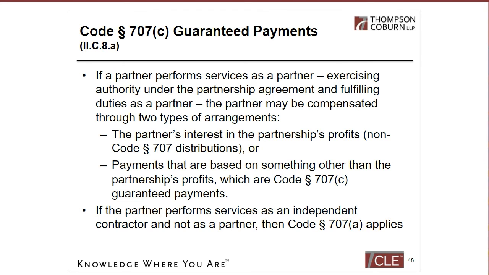What if the partner performs services? If you perform services as a partner, there are three different ways you can be compensated. One of them is through your interest in profits. You're not getting a flat amount. You're not even getting a percentage of rent or gross rent or whatever. You just get your profits interest. That's one way to compensate somebody. If it's other than partnership profits, you have Section 707(c) guaranteed payments. If you're an independent contractor and not a partner, then Section 707(a) applies. So the question is, even though you're a partner, are you fulfilling partnership duties? If it's unrelated to your duties as a partner, then maybe you can get that to be qualified business income, but it's an uphill climb, I think.